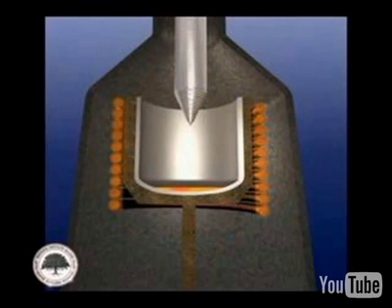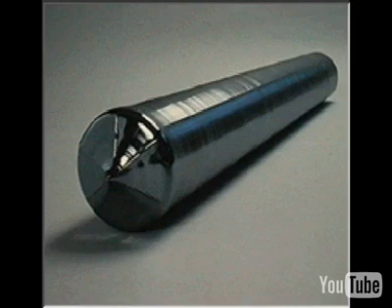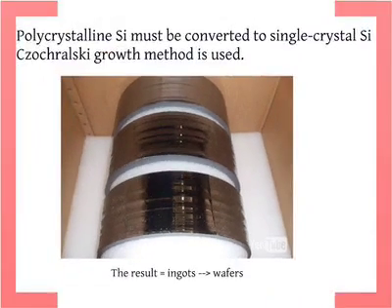Okay? And this cylinder is referred to as an ingot, I-N-G-O-T, ingot. That's what it looks like. And then the silicon is actually chopped up into little wafers and then used. Okay, the result is wafers.